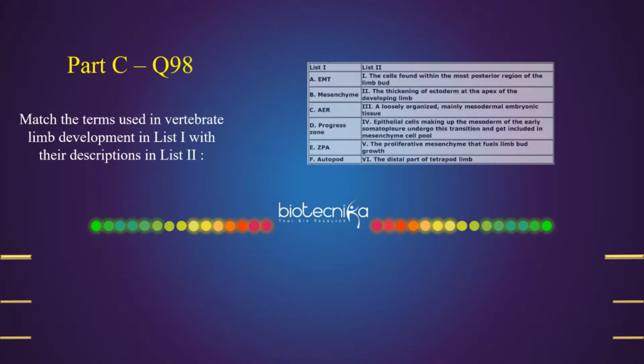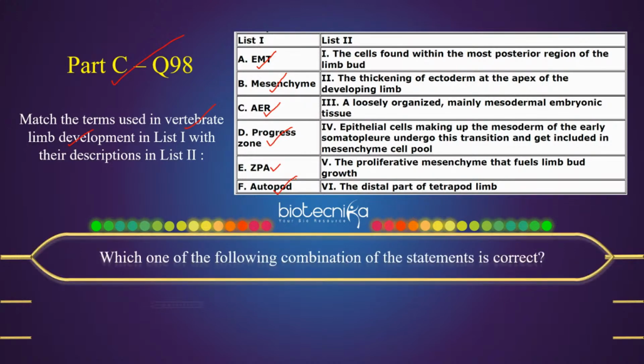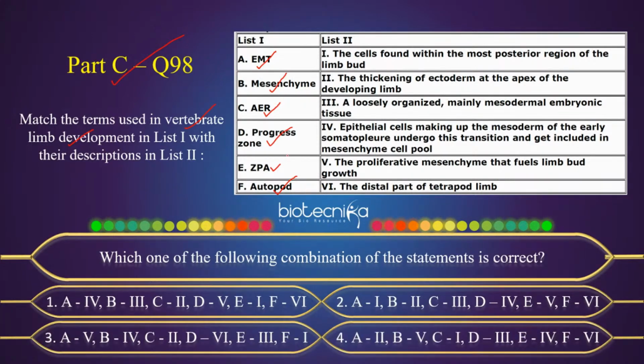Next question. Match the following. So again from shift 1, it's a vertebrate limb development. As I told, many questions were there. They have given some terms: EMT, mesenchyme, AER, progress zone, ZPA, autopod. Somehow you know a few terms from here from today's session. So can you attempt to answer this question now? Let's see.